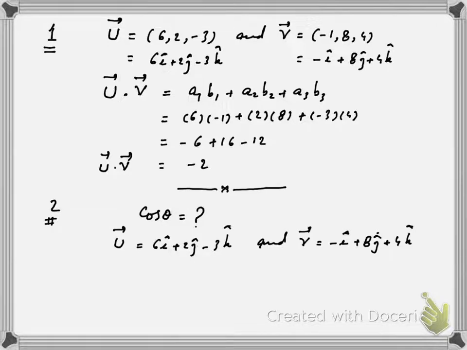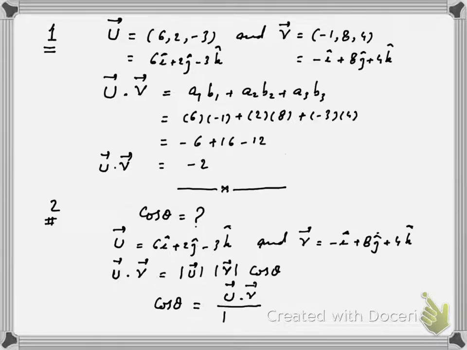Now, we know that u dot v is equal to magnitude of u into magnitude of v into cos of theta. So cos theta will become u dot v divided by magnitude of u into magnitude of v. So first we find u dot v.